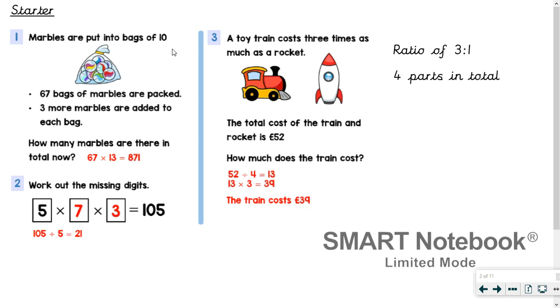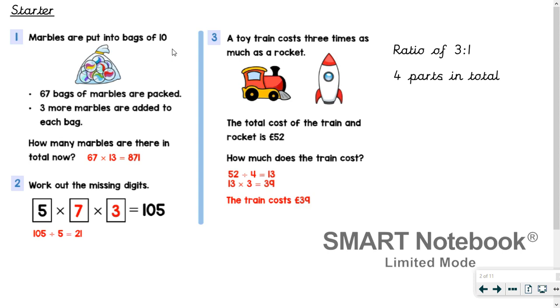What it basically means is we know we've got 67 bags of 10 because bags of marbles have 10 in. It says 3 more marbles are added to each bag. So instead of now being bags of 10, they're bags of 13. So we know we've got 67 bags, 13 in each bag. So we need to do 67 times 13, which is 871. You could have done it short multiplication, long multiplication. You could have counted up in your 13 67 times if you so wish. But the answer is 871.